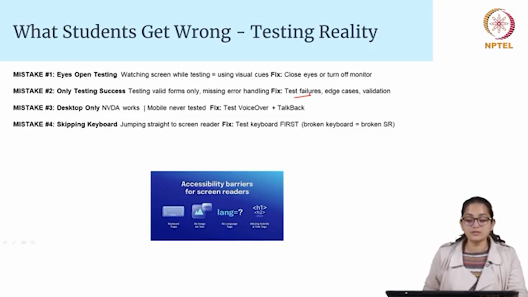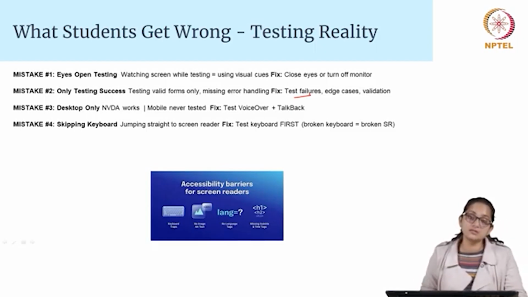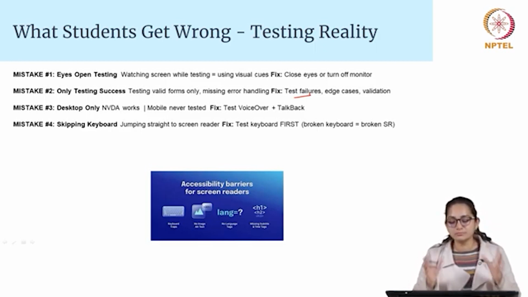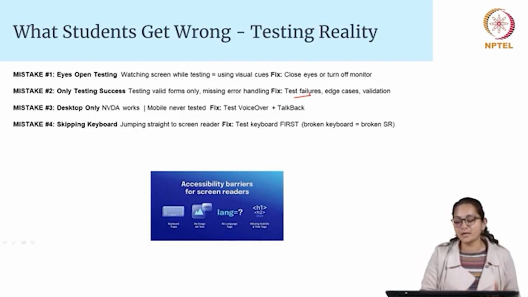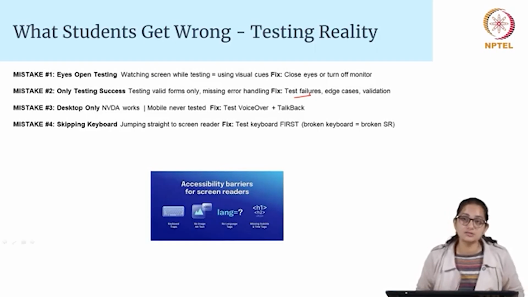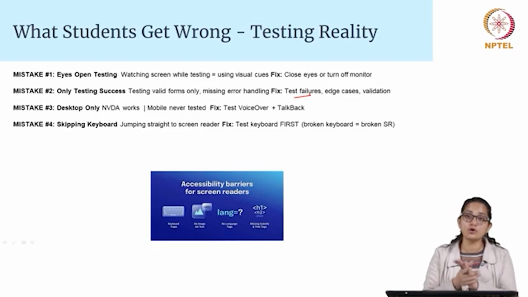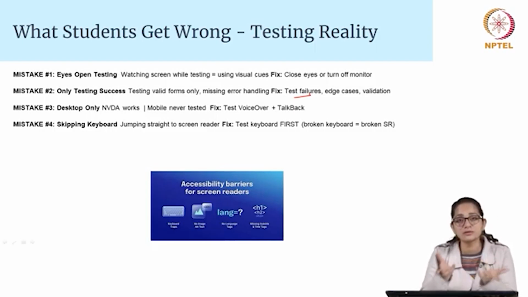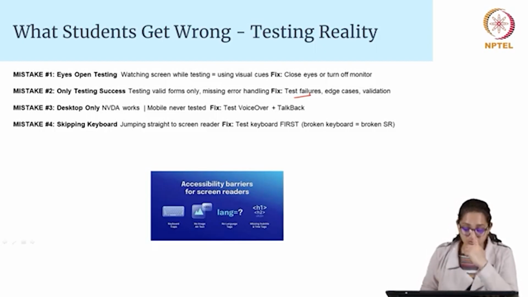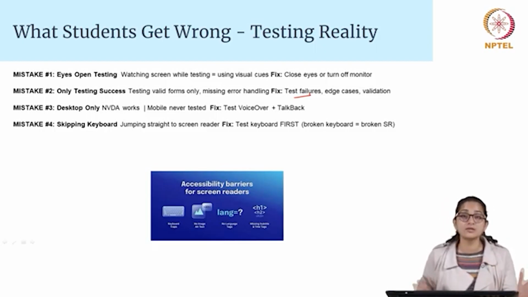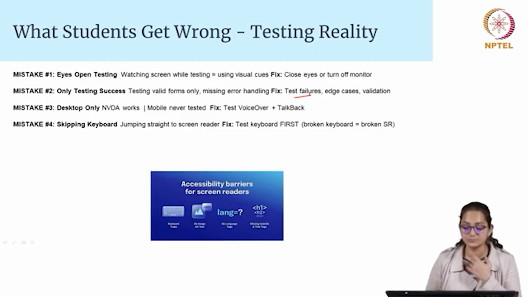Mistake 4 can be jumping straight to the screen reader and skipping the keyboard test that we spoke about. So please make sure that you do the tab test first, before the screen reader. If that step itself is not happening successfully, it is most likely it will not go through with the screen reader also. So first try to fix that, otherwise it can appear like a lot of issues at once, and then it may be a problem.